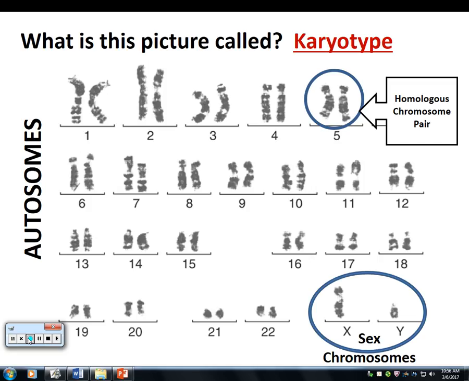Can you tell if on the pair of 7s you've got a dominant trait represented there? Can you tell that from looking at this picture? No, so you can't tell things like dominance, recessive, that kind of stuff. You can tell number of chromosomes and gender from a karyotype.